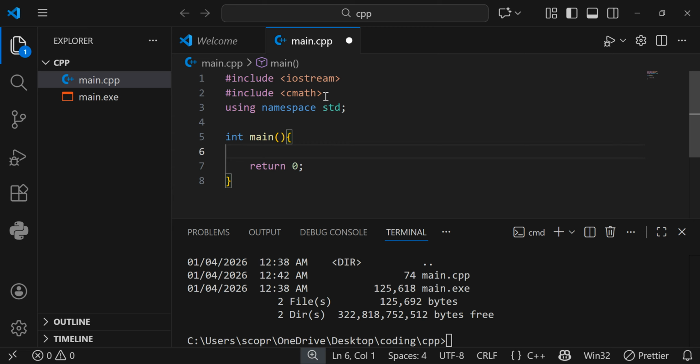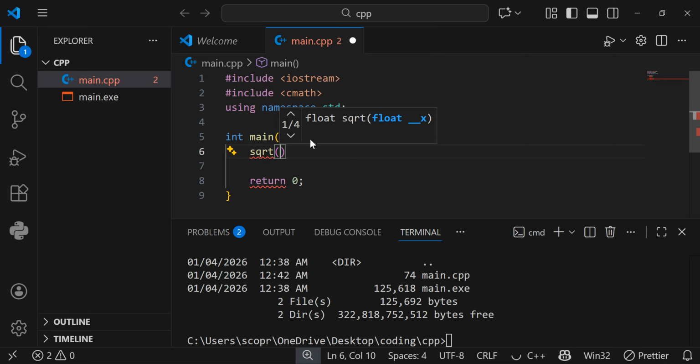Let us first take a look at the first one, which is the square root function. We use it by typing sqrt like that. Sqrt is our square root function, and it takes in a float. The square root function is used to find the square root of a number.